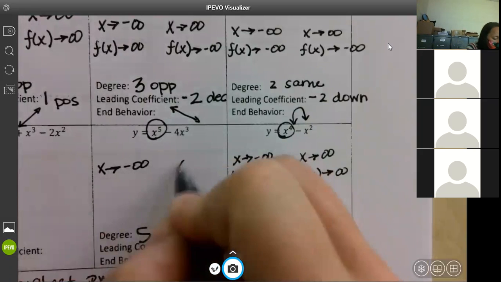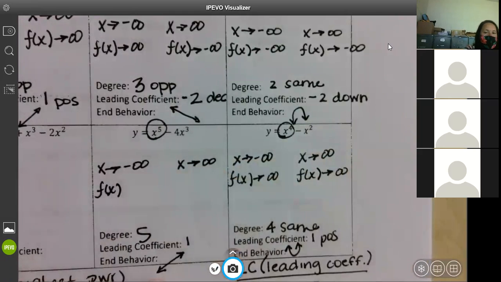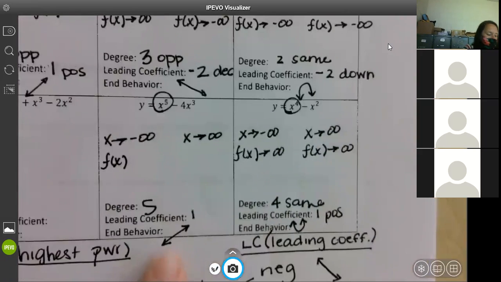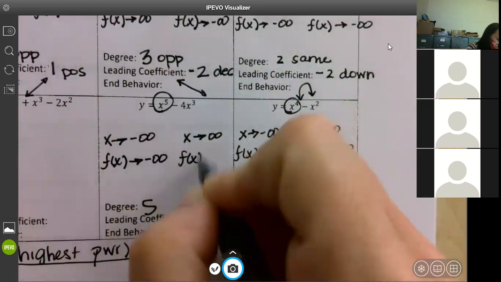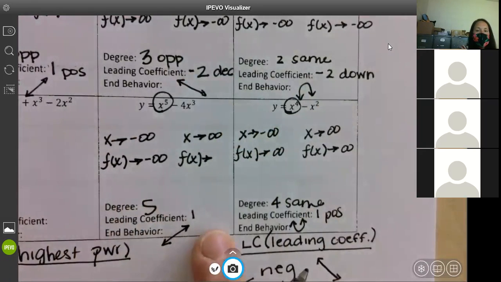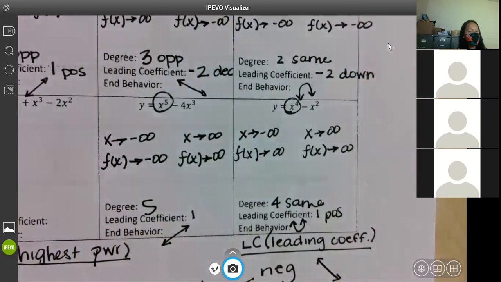Somebody else on the left. Where does the left side point to? Negative infinity. Perfect. And then one more person. Where does the right side point to? Positive infinity. Thank you. Perfect. Good job.